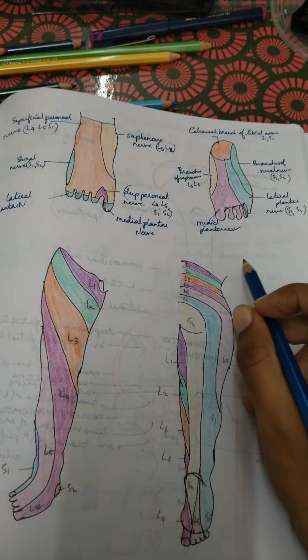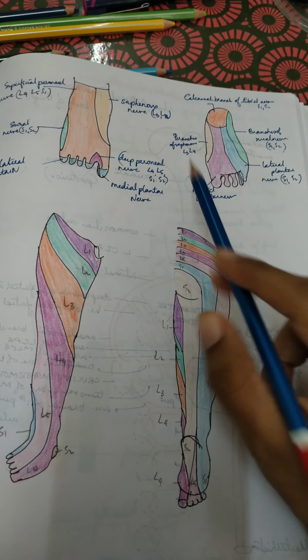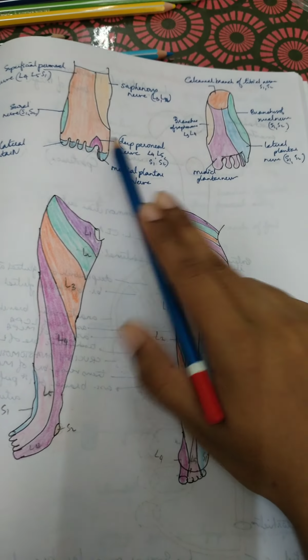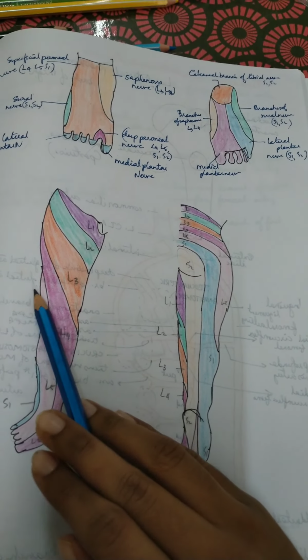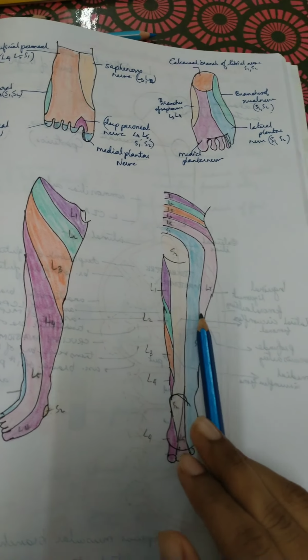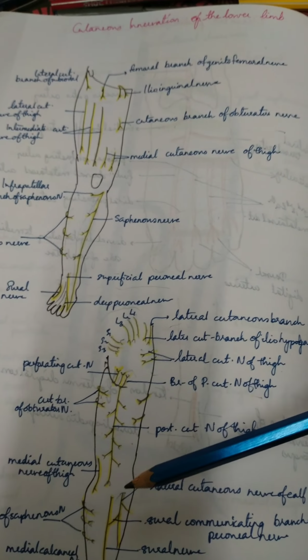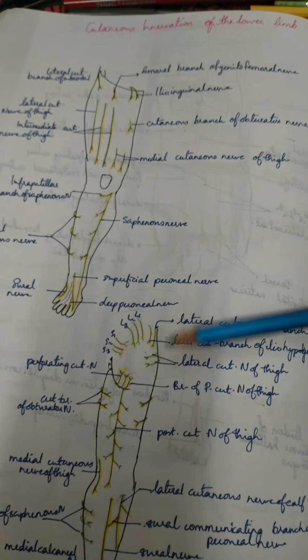So this is all about the dermatomal supply of the cutaneous innervation of the dorsum of the foot, the sole of the foot, the anterior and the posterior aspect of the lower limb, as well as the nerve-wise supply of the cutaneous innervation in the anterior as well as the posterior aspect.